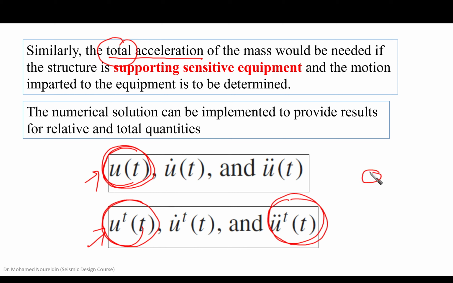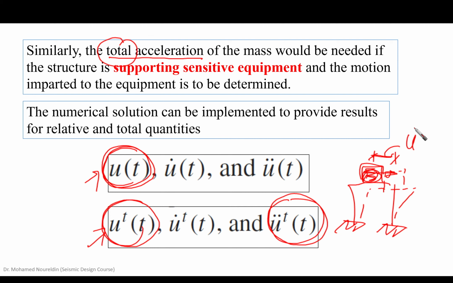Because if we have some equipment on buildings, for example, an important piece of equipment, what we are interested in here is not how much displacement the structure goes through, because it might be moving as a rigid body. The problem is, what is the acceleration that is going to take place between the two? So we're dealing with u double dot t, the total acceleration of the mass, which would be needed if the structure is supporting sensitive equipment, and the motion imparted to the equipment is to be determined.